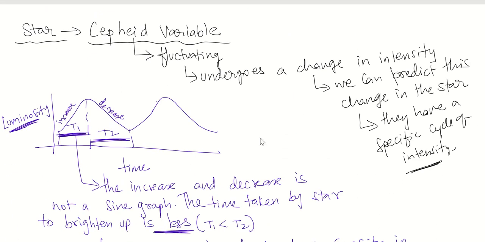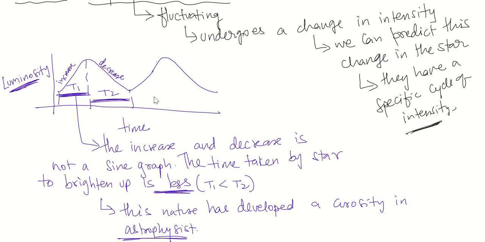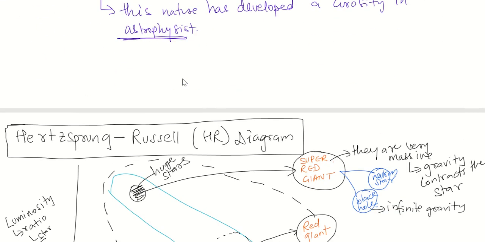And then we saw Cepheid variables, which are also a set of stars which have a very critical property. The property is that their luminosity keeps fluctuating. But the interesting thing is the fluctuation is not uniform, so the curve is not a sine. You see, the increase happens in a very short time compared to the decrease. Right? That's a very interesting thing to note here.